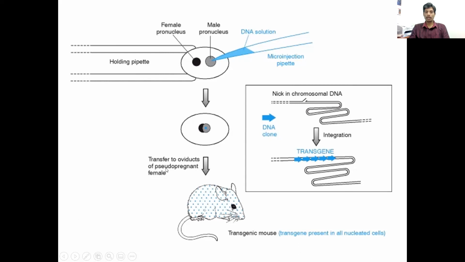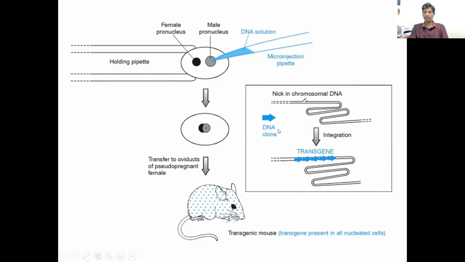After that, you transfer it into the oviducts of a pseudo-pregnant female. I told you what is meant by pseudo-pregnant in the last class. The female is mated with an infertile or sterile male, so that the uterus will be ready for implantation. At that stage, the genetically engineered fertilized oocytes will be injected into the uterus, so it will get implanted.